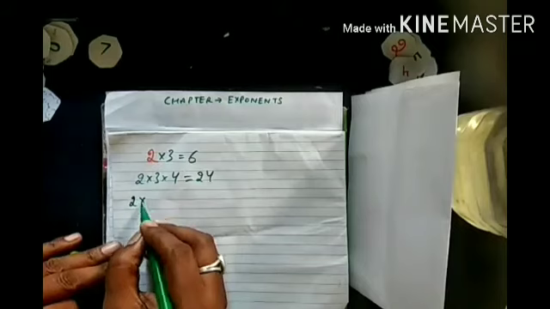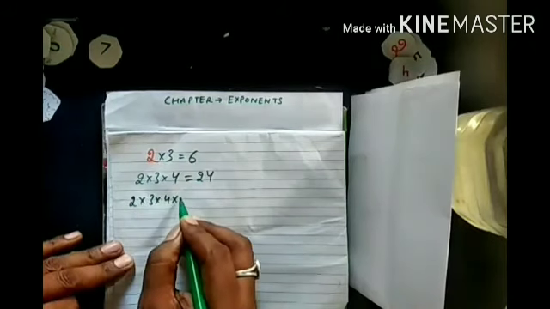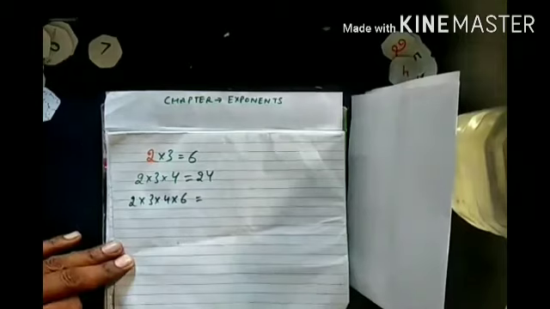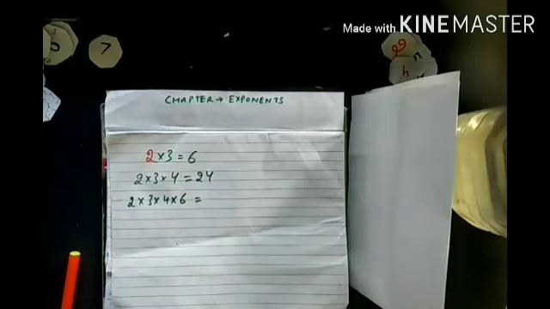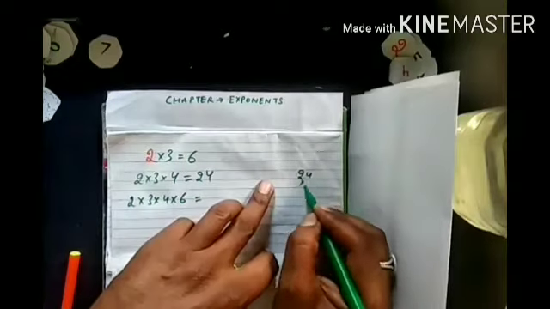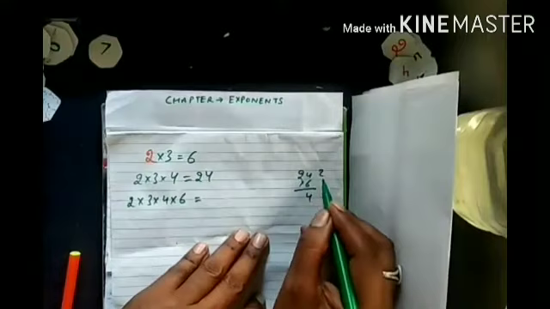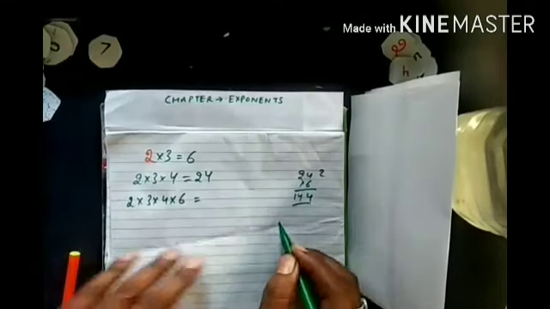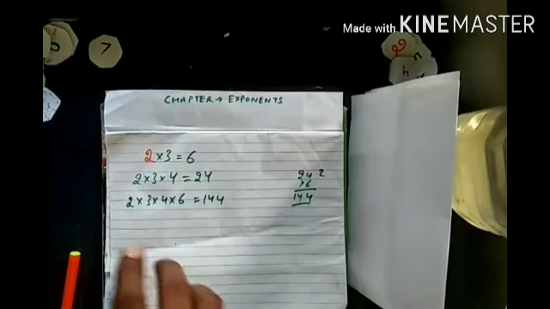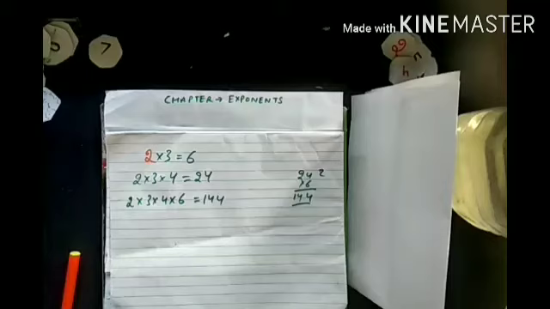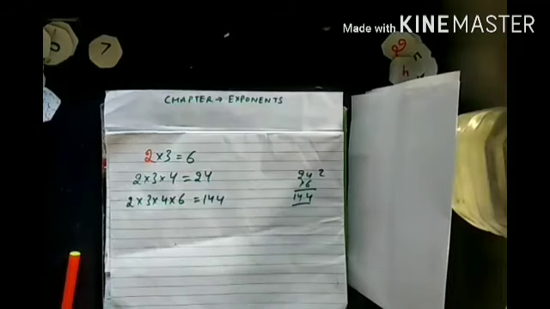Again, if I do like this, 2 multiply 3 multiply 4 multiply 6, what will be my answer? 2 multiply 3 is 6, 6 multiply 4 is 24, and 24 multiply 6, on the rough work I will do, then the answer is 144. You have seen that when we multiply only two digits, the answer is 6. When we multiply three digits, the answer is 24. And in the same way, when we increase the digits to be multiplied, the answer is getting more than the earlier one.